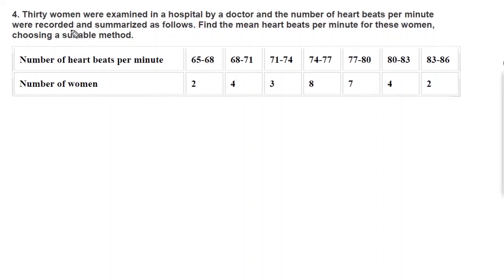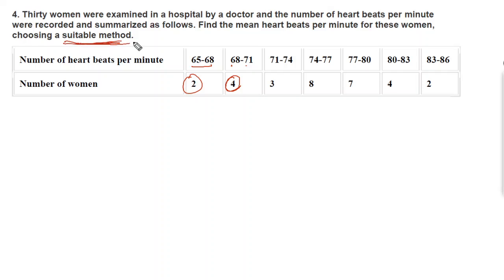Question number 4. 30 women were examined in a hospital by a doctor, and the number of heartbeats per minute were recorded and summarized as follows. Okay, these are the heartbeats and the number of women. That means 65 to 68 heartbeats has 2 women. 68 to 71 heartbeats has 4 women, like this. Find the mean heartbeat per minute for these women choosing a suitable method.